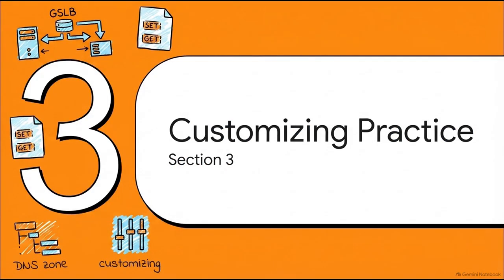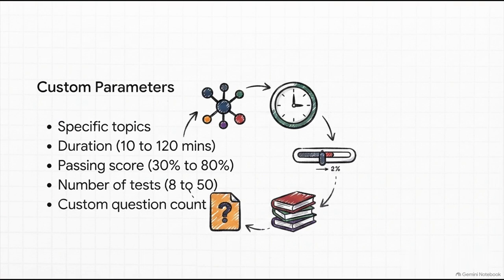Next up is Section 3, customizing your practice. You can completely adjust the parameters here, like duration from 10 to 120 minutes, passing scores from 30 to 80%, number of tests, and specific topics. Speaking of topics, let's test one with another demo question. What is the default time to live for a DNS record in BIG-IP? Option A, 30. Option B, 60. Option C, 3600. Option D, 86,400.